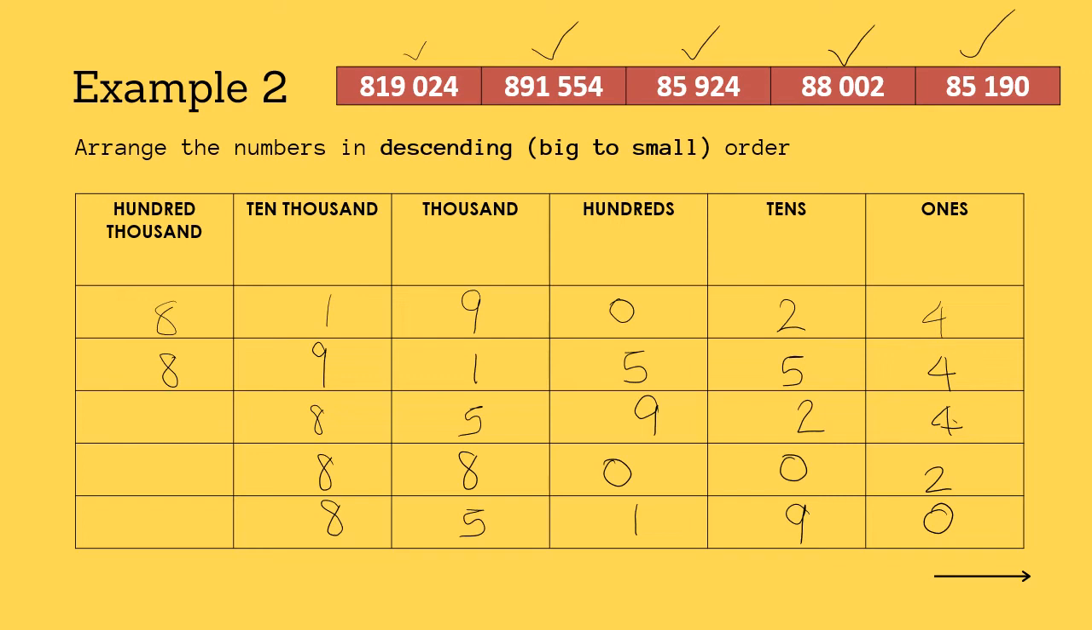Now we're going to compare the place values starting from the biggest one. The biggest place value we have right here is 100,000. So we're going to compare them. We have 8 and 8. We can't really compare them because they are the same.